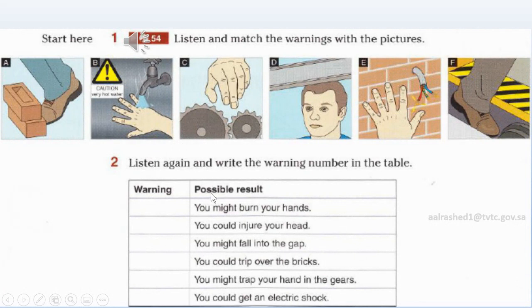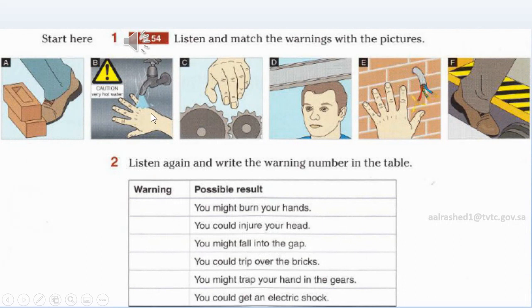Number two, you already have the result of not following the warning. For example, look at A. If you didn't follow the warning, if you didn't, for example, clear your way for walking, what would happen? Would you burn your hand, or you could injure your head, or you might fall into the gap? Okay, you need to put the letter in front of the appropriate warning.